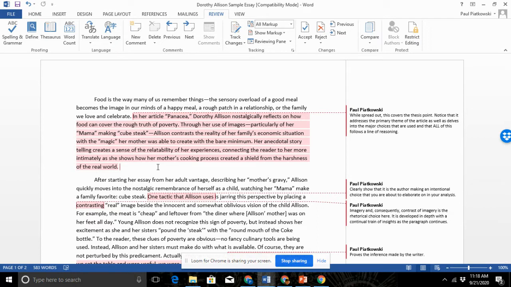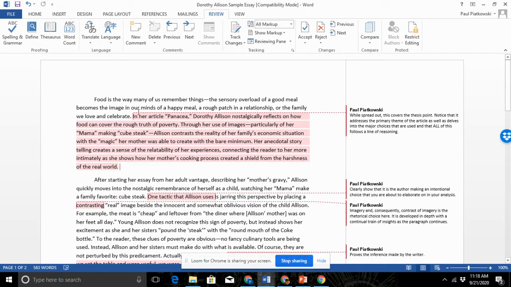Her anecdotal storytelling creates a sense of the relatability of her experiences, connecting the reader to her more intimately as she shows her mother's cooking process create a shield from the harshness of the real world. Okay. So the very first line, right, just a general statement about food and memory, the idea of the sensory overload of a good meal, what it can bring to our memories.